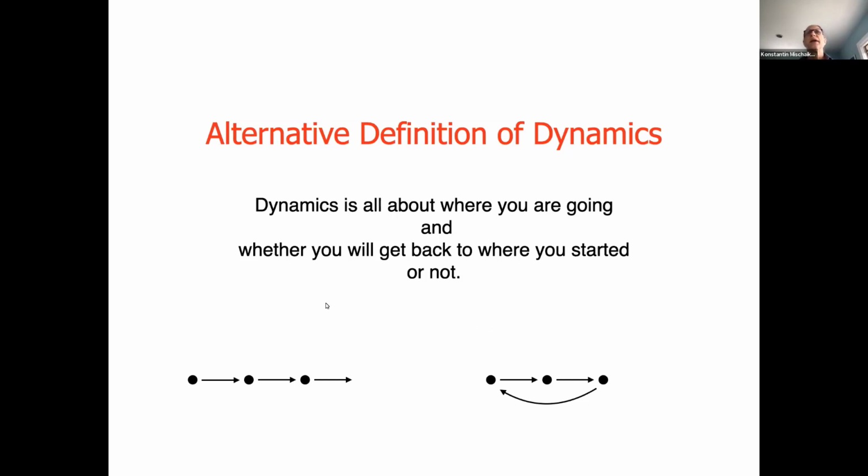And so basically, I'm thinking the dynamics is all about where you're going and whether you get back to where you started or not. So you have a dynamical system like this thing on the left. Well, I'm going somewhere and it doesn't look like I'm ever going to get back to where I am. Whereas for this dynamical system, I'm going somewhere, but eventually I get back. So recurrence versus non-recurrence are fundamental concerns for me. I mean, this is really primitive, but that's something I'm going to focus on.